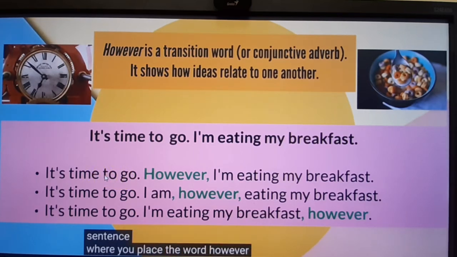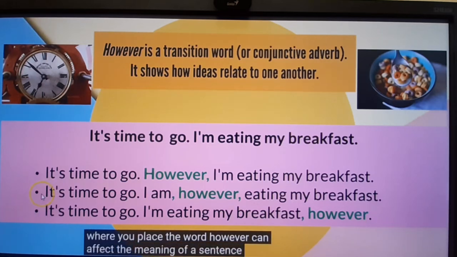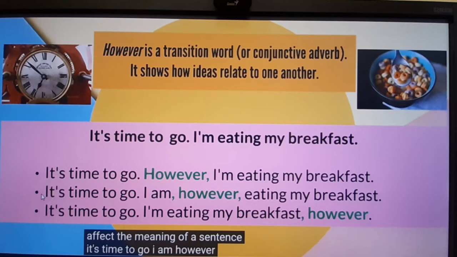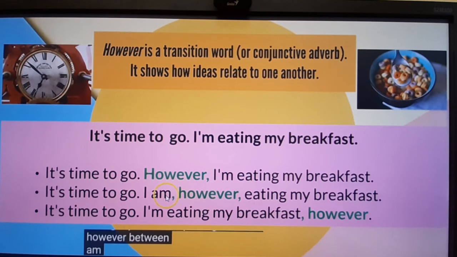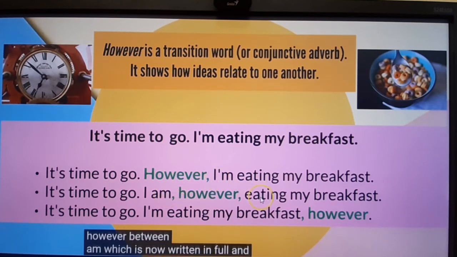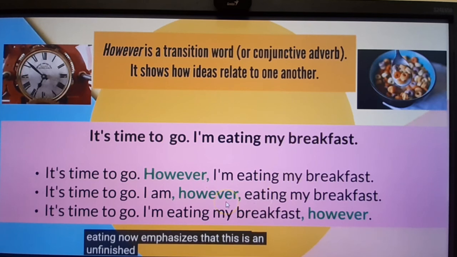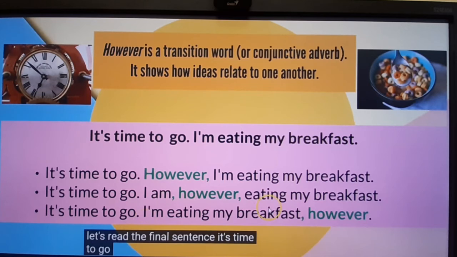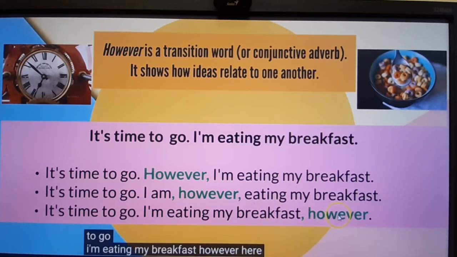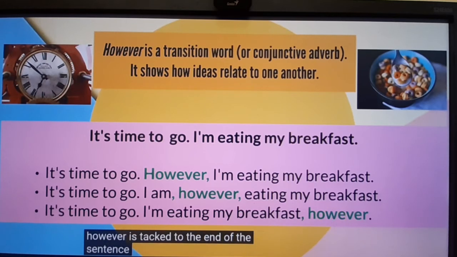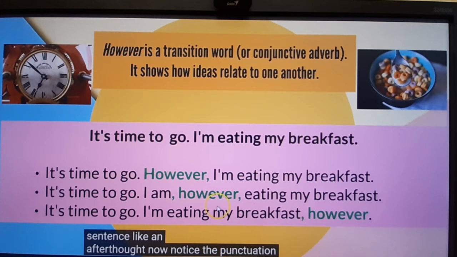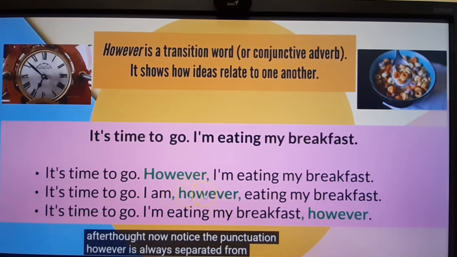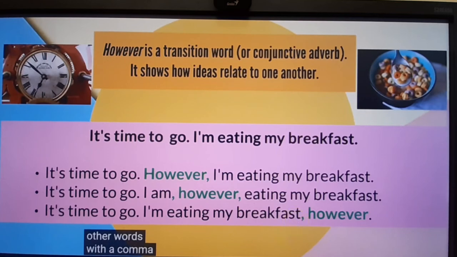Where you place the word however can affect the meaning of the sentence. It's time to go. I am, however, eating my breakfast. Placing the word however between am, which is now written in full, and eating now emphasises that this is an unfinished action. Let's read the final sentence. It's time to go. I'm eating my breakfast, however. Here, however is tacked to the end of the sentence like an afterthought. Now notice the punctuation. However is always separated from the other words with a comma.